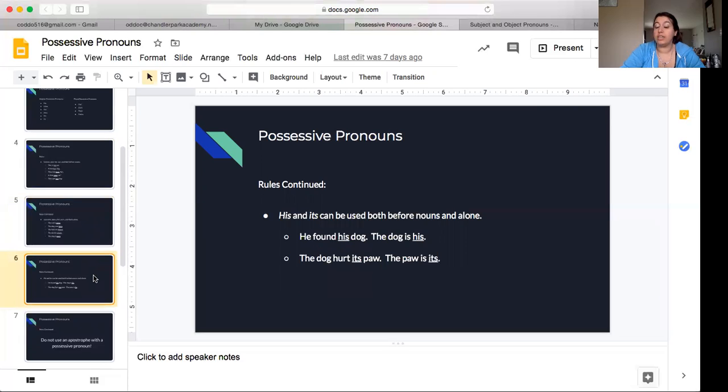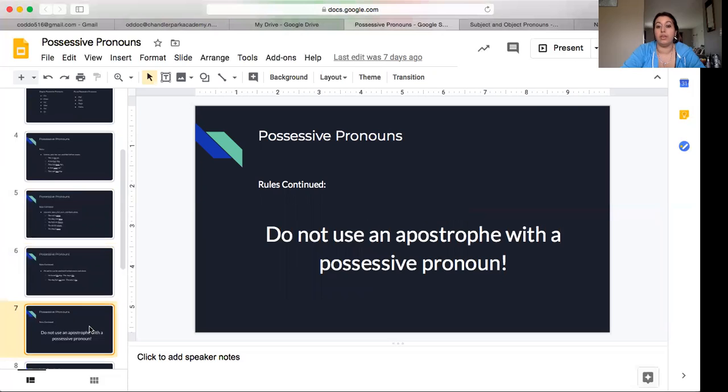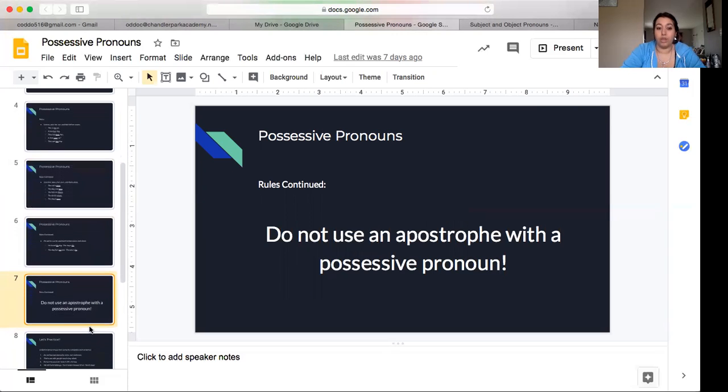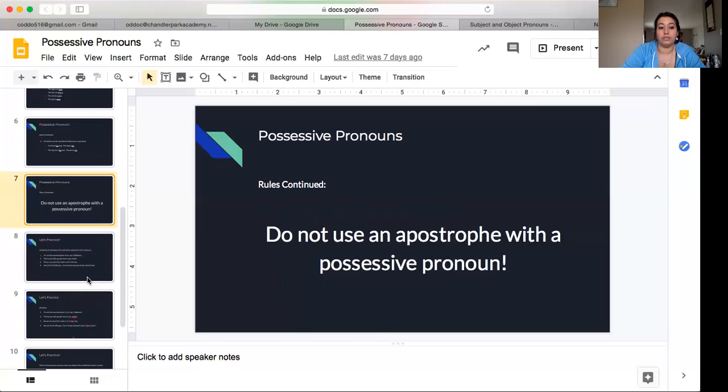Some more rules. His and its can be used both before nouns and alone. For example, he found his dog, or the dog is his. The dog hurt its paw, or the paw is its. Lastly, do not use an apostrophe with a possessive pronoun.